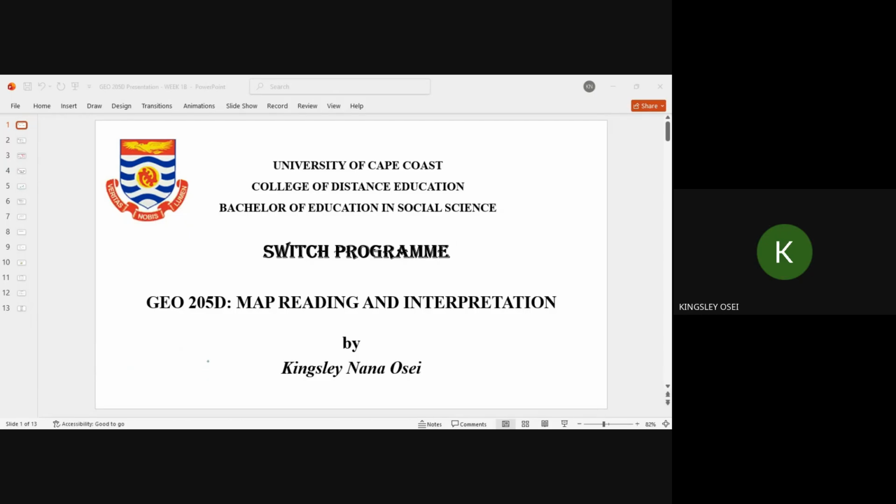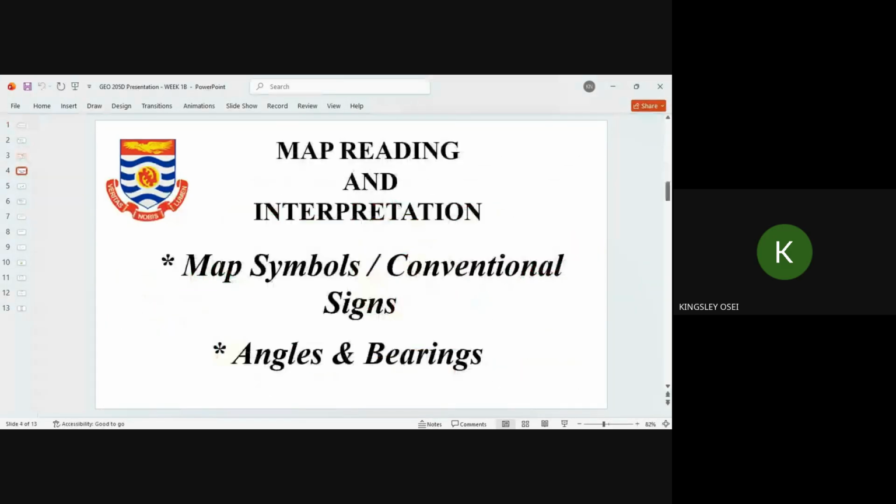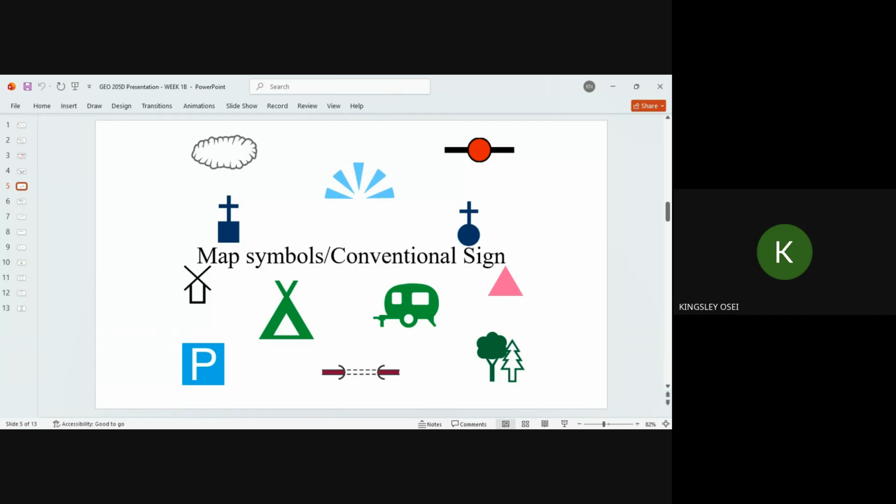All right, so the great technology teaches. Let's see how we proceed from where we left. All right, so we are looking at map symbols, but the main idea is about the use of conventional signs. And then the next discussion would have been angles and bearings. So we are looking at map symbols or conventional signs, and each of the representations on this slide is a symbol. So what is a map symbol?